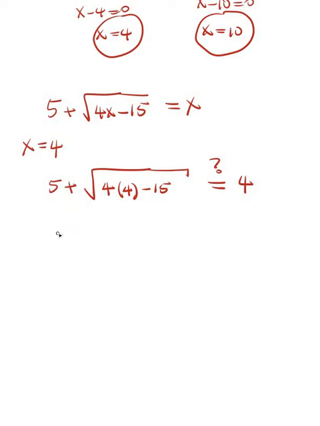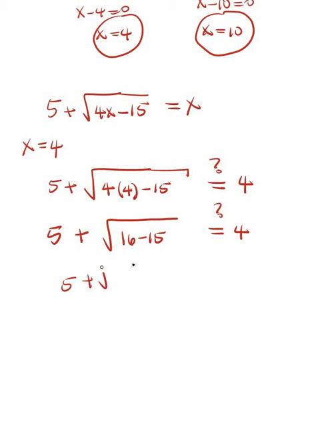But let's keep going. So it's going to be 5 plus, this 4 times 4 is 16, so the square root of 16 minus 15. Is this equal to 4? And now you know this is going to be 1, so you will have 5 plus the square root of 1. Is this equal to 4? Well, the square root of 1 is 1, so 5 plus 1 is 6. Is 5 plus 1 equal to 4? No, no way. So now we know that x cannot be equal to 4. It's not a solution.